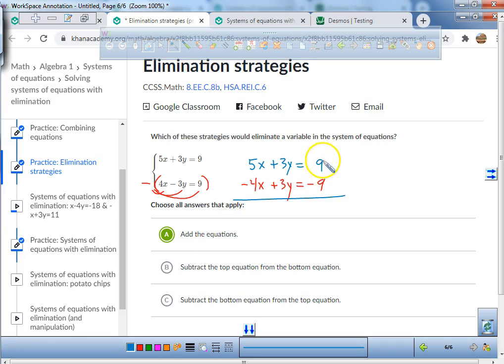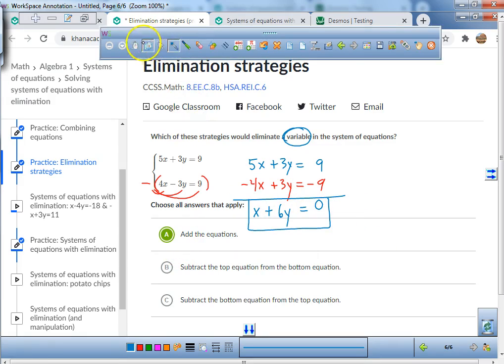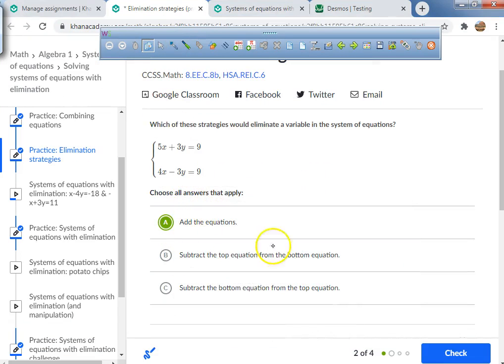The only thing that would get eliminated are my constants at the end, but once again, I'm trying to eliminate variables, not constants. So these would add together to equal 6y, these would add together to equal an x, and when we combined equations, this is what would happen. So the only correct answer is A. That's the only one that works.